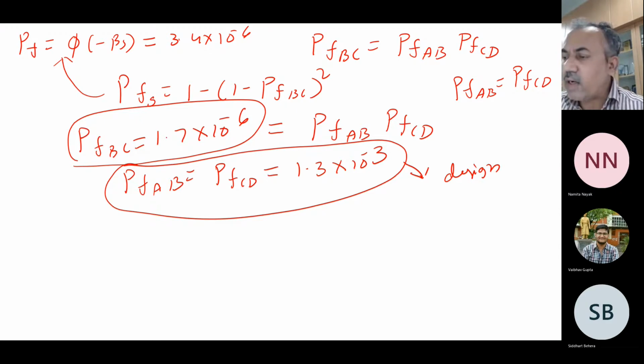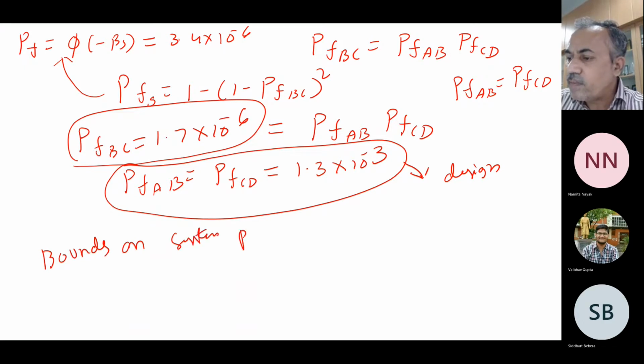Now what happens when they are correlated? As I think Vaibhav you asked, how do we select this? The system should be more than this one. What should be the bounds on system probabilities? Now what happens when the correlations are there? This also can be calculated.